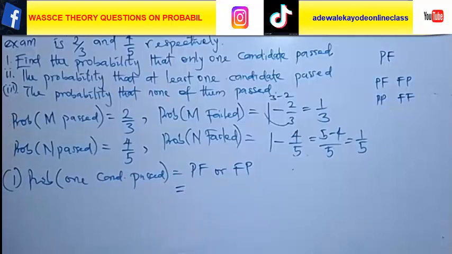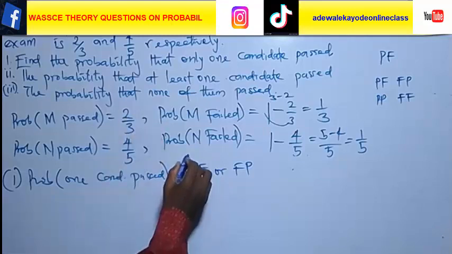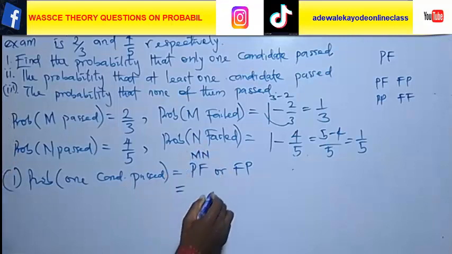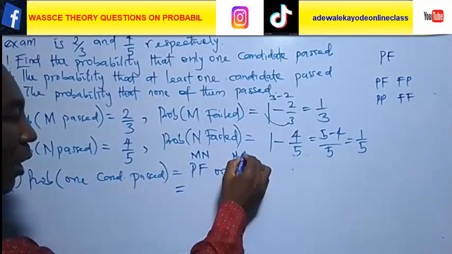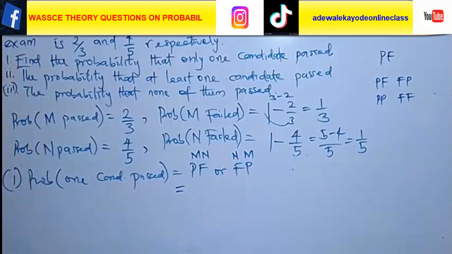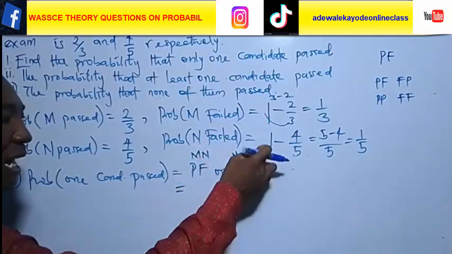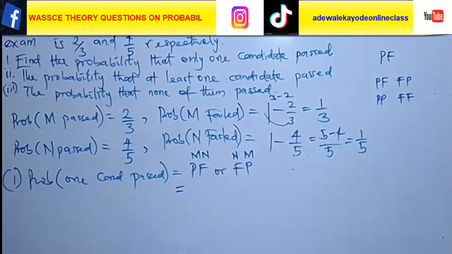In our past video, we talked about when we are talking about 'or' in probability, 'or' means addition. It will change to addition. So which one is pass, fail here? We are talking about candidate M passes and candidate N fails, or candidate N fails and candidate M passes. It's either M pass, N fail, or N fail, M pass.